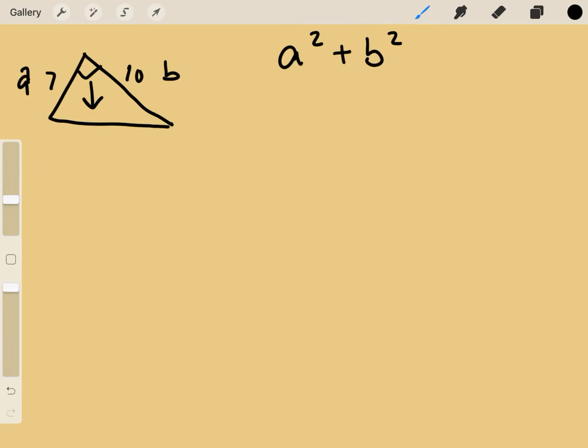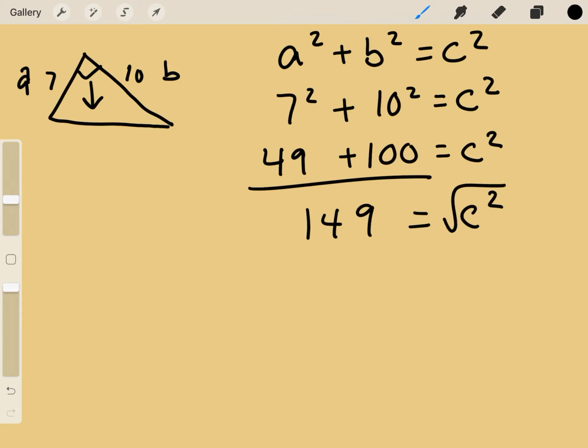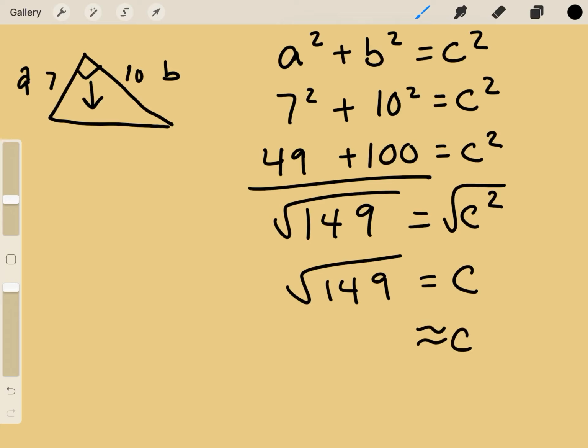We have a squared plus b squared equals c squared. So that's 7 squared plus 10 squared equals c squared, giving us 49 plus 100 equals c squared. 100 plus 49 is 149 equals c squared. We take the square root of both sides. We get c is equal to the square root of 149. When we check to see if it can be simplified any further, it can't, so we leave it as the square root of 149. And the decimal version of that answer is c is approximately equal to 12.21.